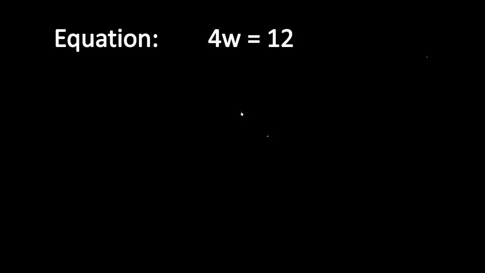Now we're going to solve this equation by finding the value of w. 4w is equal to 12. What are we going to have to do in this situation? You're right, we're going to have to divide it by 4, like this.